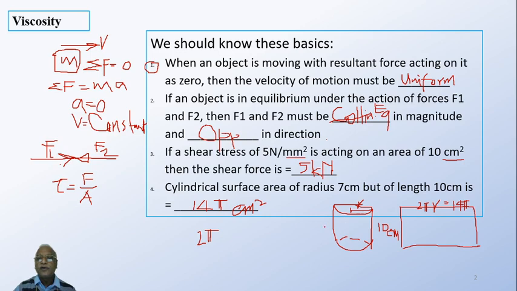If you hold this height as h, then 2 pi r h would be the cylindrical surface area. So these are the 4 points one should know thoroughly. Remember them so that further discussion or understanding becomes simple. I will go to the next slide.